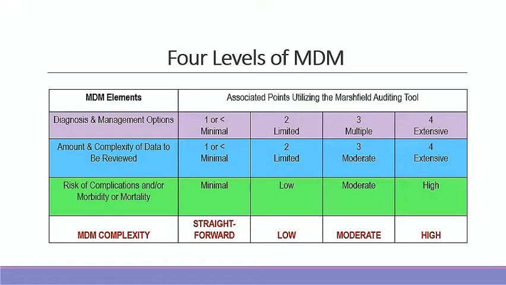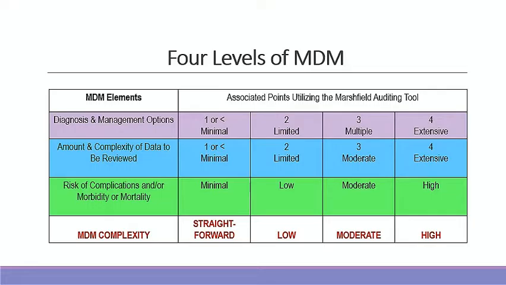In each of these elements, there are four different levels that can be reached, which are listed in the same row as the element. CMS uses different terms for the second, third, and fourth levels for some of these elements, but to simplify things, you can think of any element as being straightforward, low, moderate, or high. This will line up with the medical decision-making in the last row. For instance, you can think of extensive as being equivalent to high.